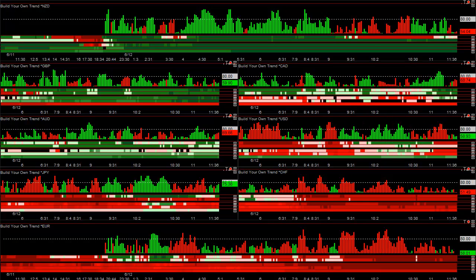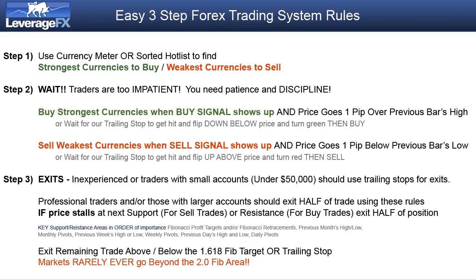So basically, in a nutshell, you want to buy the strongest ones versus the weak and sell the weakest versus the strong. We've created a simple, easy system off of this, and I'm going to briefly go over it. I've gone over it more in depth in past video blogs. So step 1 of our Forex easy trading system is use a currency meter or a sorted currency hot list or quote sheet to find the strongest currencies that you want to look for buys and the weakest ones to look for sells. Common sense.